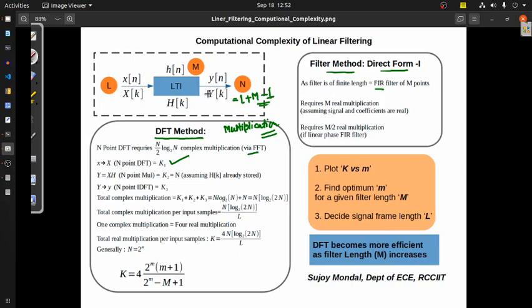Finally we have to get back the y(n) signal from Y(k). So what is required for that? The N-point inverse DFT process. The N-point inverse DFT requires K3 complex multiplications, right?